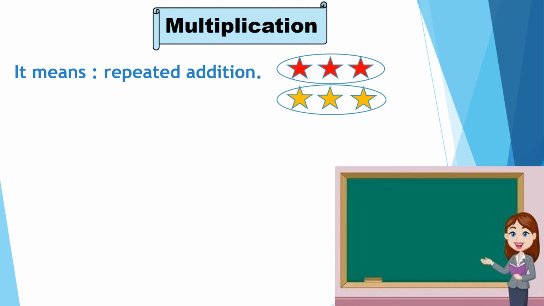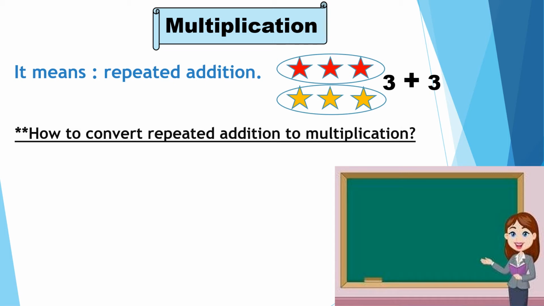So the total number will be 3 plus 3. 3 red plus 3 yellow. Okay? This is called repeated addition because we add the same number many times. So the same number is repeated and added. Now, how to convert this repeated addition to multiplication?